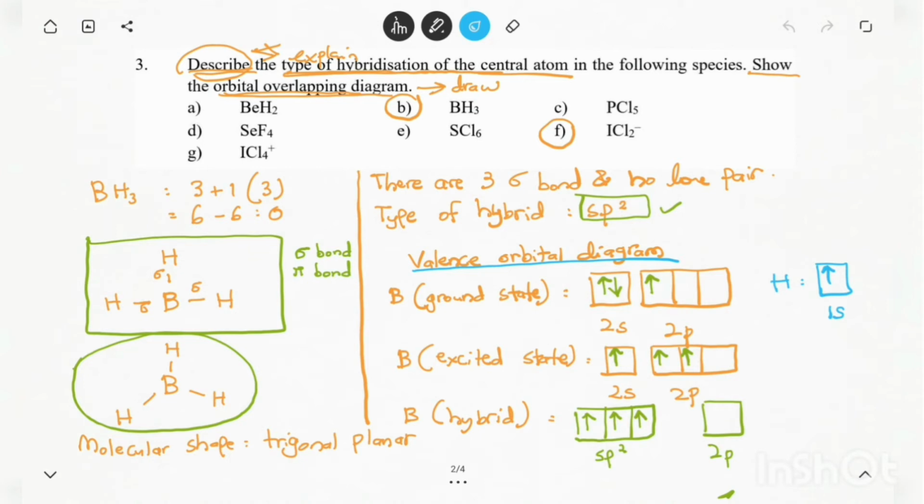Next we are going to discuss ICl2 minus. As usual, we start with the Lewis structure. The total number of valence electrons for ICl2 minus is, remember to add 1 electron since we have the -1 charge here, so the total is 22. Iodine is the central atom, bonded to 2 chlorine atoms.